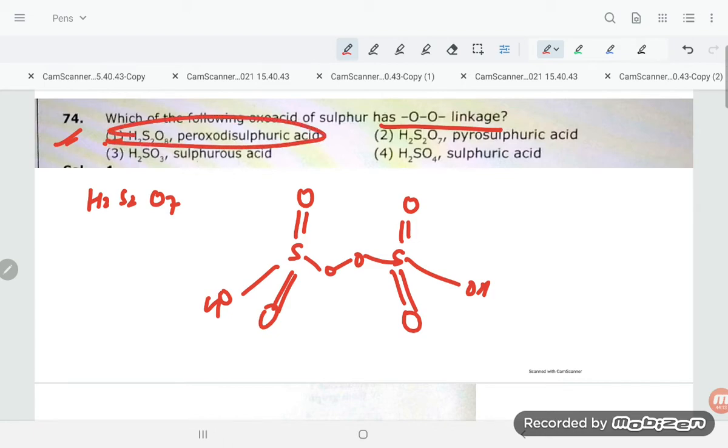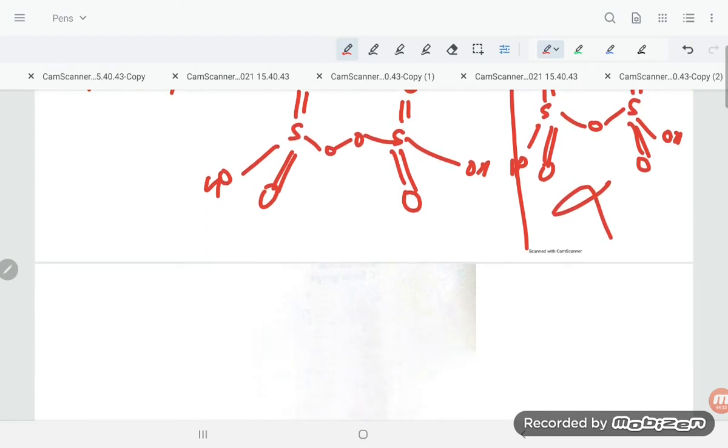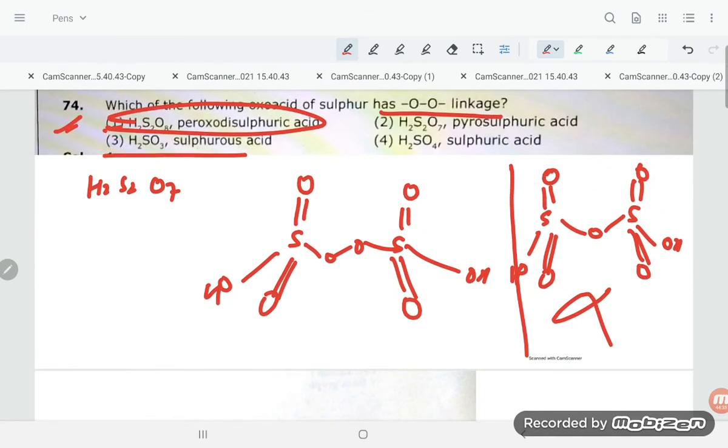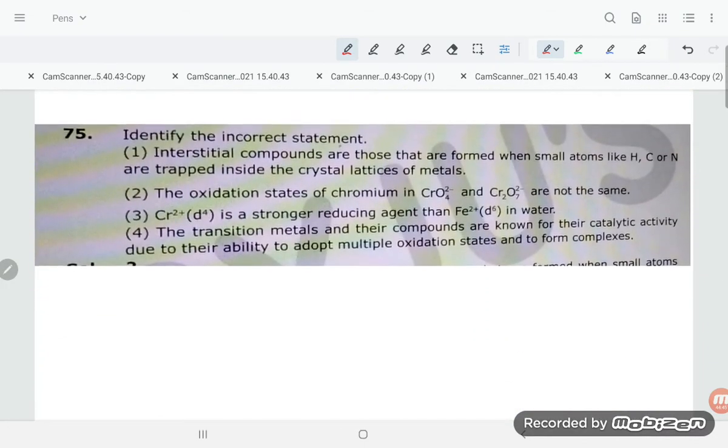If you talk about H2S2O7, option 2, you can check it, student. Sulfur is going to be here, oxygen is here, oxygen is here, OH is here, OH is here, right? So this is not our required answer. The third option is H2SO3, it has only a single S, so both are wrong. So the correct option is option number 1. Now let us move to 75.